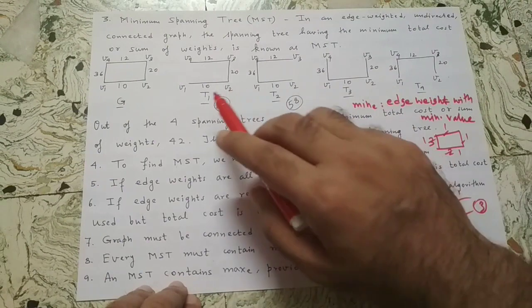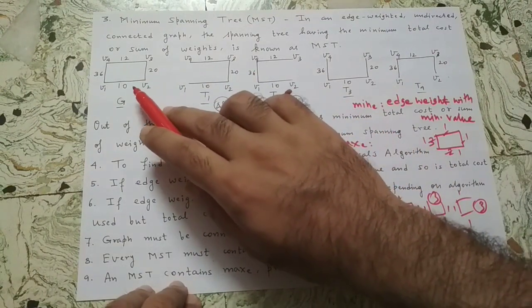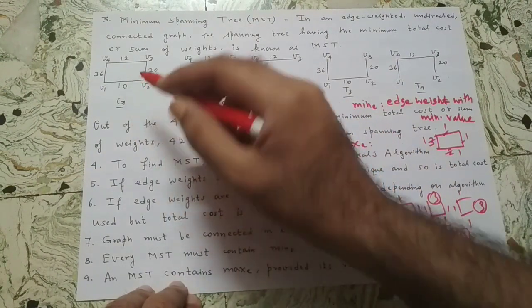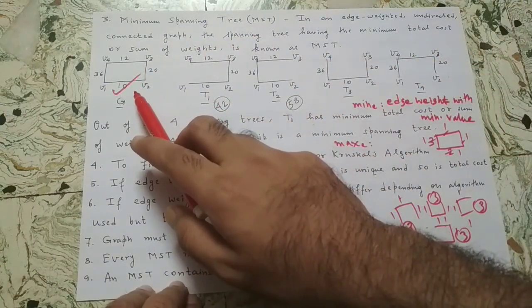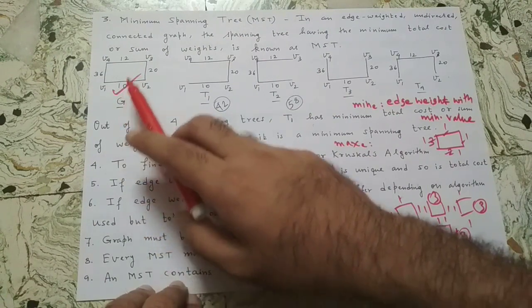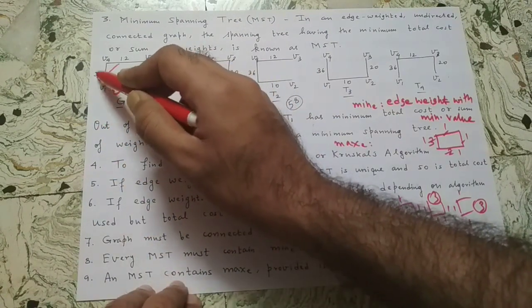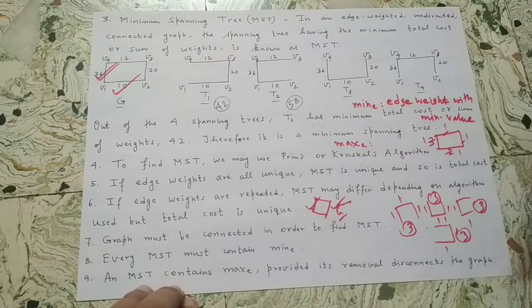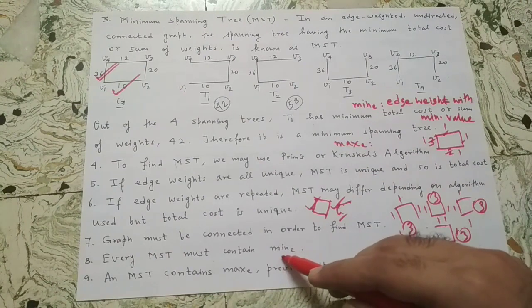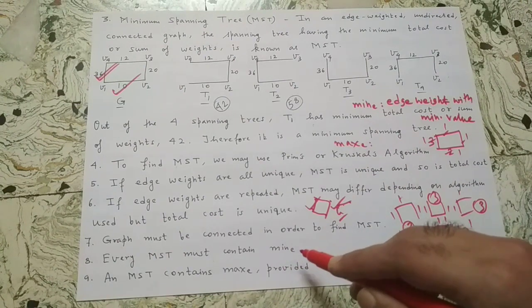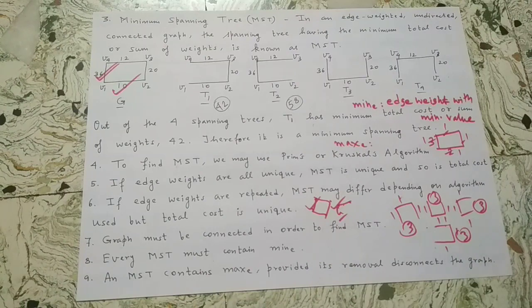Now here, if you observe in this graph, what is your min E? In this graph, your min E is 10. Why? Because it is the edge having the least possible weight. And what is max E? Max E is this edge having the maximum value of 36. So remember, every minimum spanning tree will always contain the min E, will always contain the edge having the minimum value.